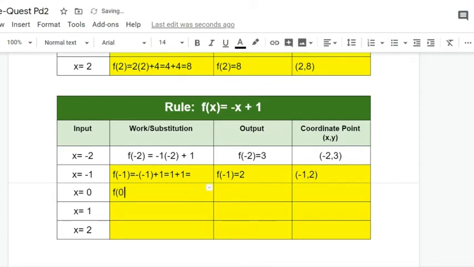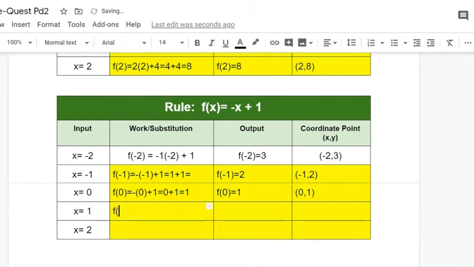f of 0 equals negative, open parentheses 0, end parentheses, plus 1. Negative 1 times 0 still equals 0, plus 1 equals 1. So f of 0 equals 1. Means my point is 0. Oops, I keep doing the O instead of the 0. 0, 1 is my point.